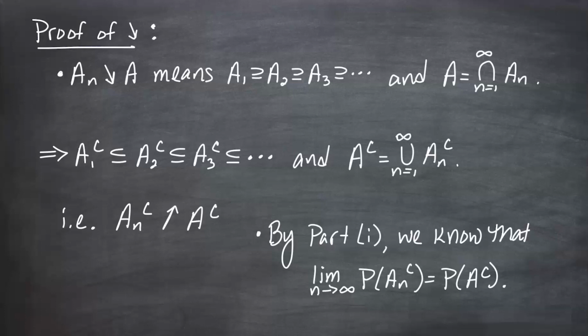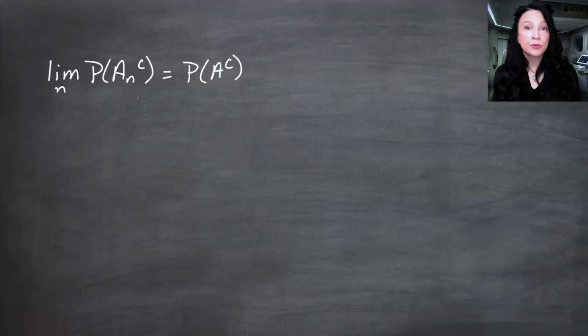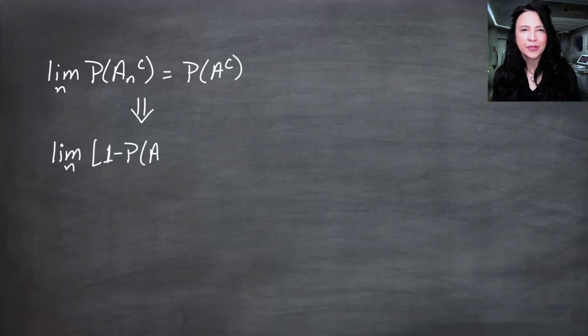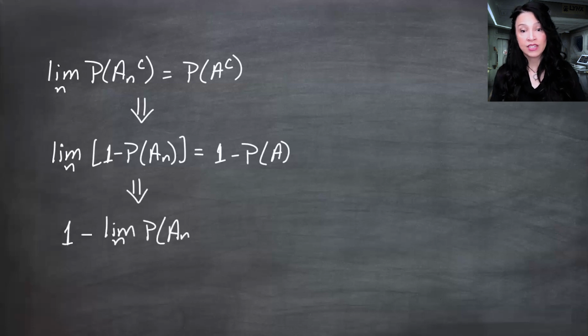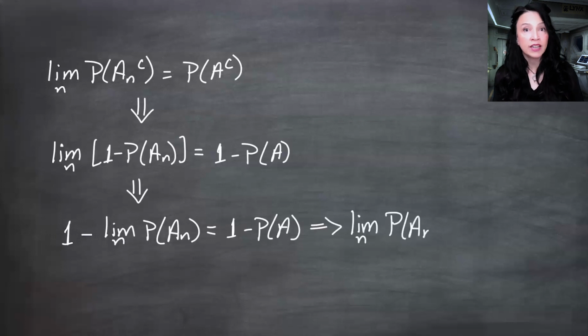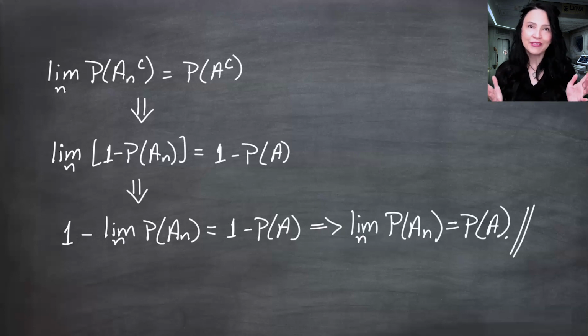We're almost done. We just have to do a little bit of cleaning up here. I'm going to rewrite the complement probabilities as 1 minus the non-complemented probabilities and move things around. And this gives us exactly what we want, which is the limit as n goes to infinity of the probability of An is equal to the probability of A for the decreasing sequence of sets. So we have finished proving the continuity of probabilities theorem.